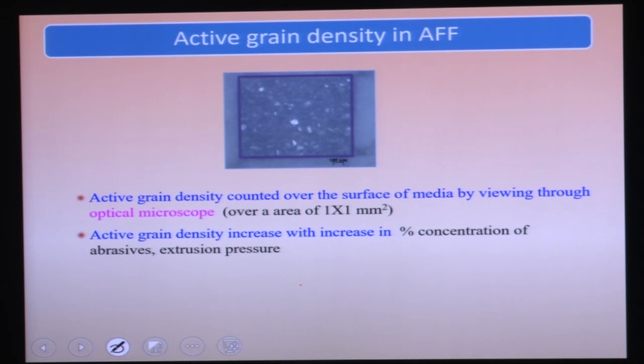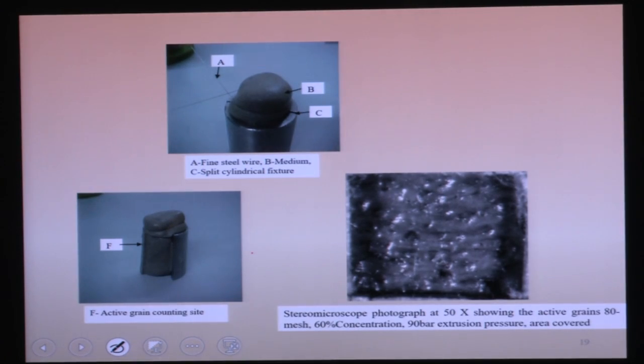So if active grain density is less, you have to increase the concentration of the abrasive particles so that the active grain density can be increased. The active grain density can be increased with the increase in the percentage concentration of abrasive particles. Also by increasing the extrusion pressure, the active grain density can be increased. Here you can see this is the media, and you can see it under the microscope. These are the white spots, and these white spots are the abrasive particles. It is shown under a 50x optical microscope.